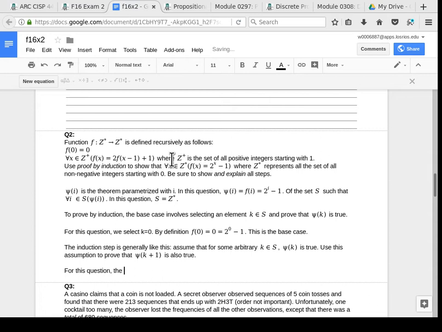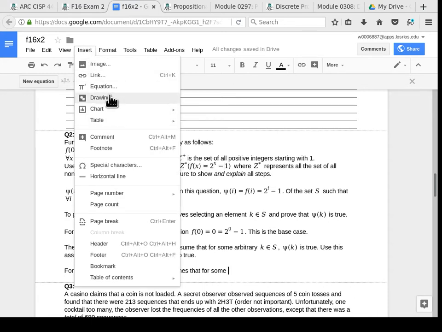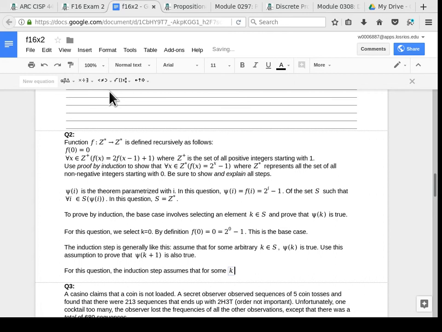the induction step assumes that for some k in Z star, meaning k is a non-negative integer, we know that psi of k is true.